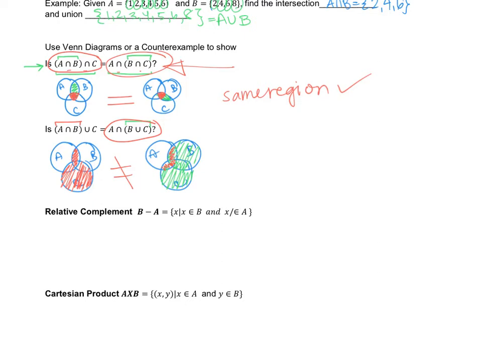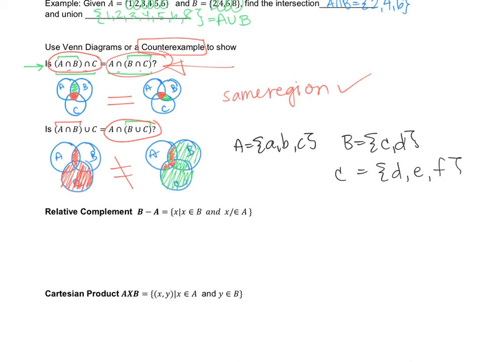So now since we know just looking at the regions that they're not the same, it said to give a counterexample to show they're not going to be equal. Remember, counterexample means that you're going to show that it's false, and we're going to show it with an actual set. So let's pick some sets here. Let's say A is equal to {A, B, C}, B is equal to set {C, D}, and let's say C is equal to {D, E, F}.